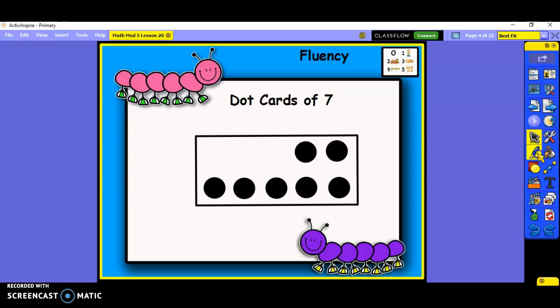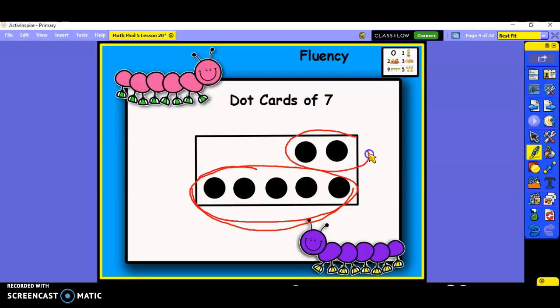Do you see 7 in 2 parts? Yes, this is how Miss Nakian sees that 7. I see 5 and 2. 5 and 2 makes 7. Let's look at another card.